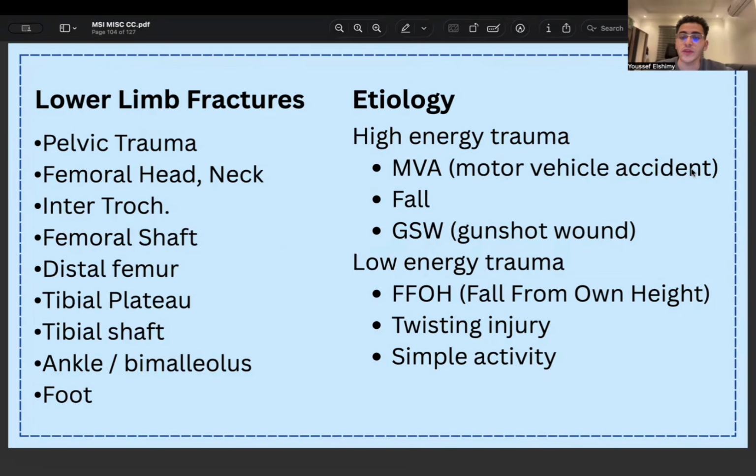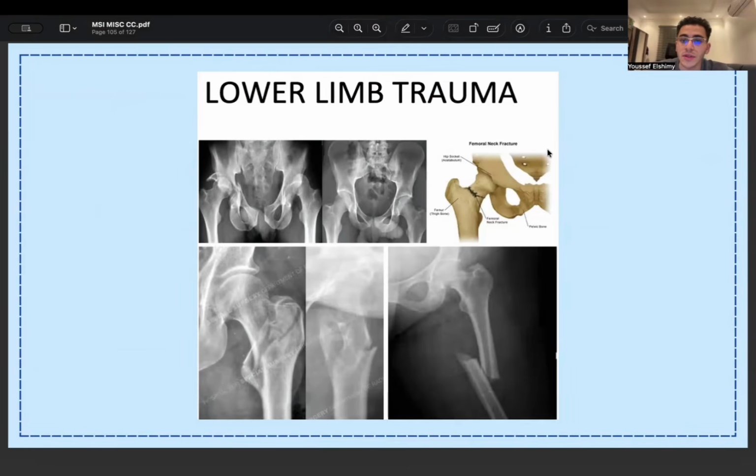And whenever you suspect someone with high energy trauma, first thing you have to make sure is that the patient is vitally stable and conscious. Then you assess what fractures occurred. We talked about this in LGDs. We could have different types of fractures. We could have the femoral neck fracture.